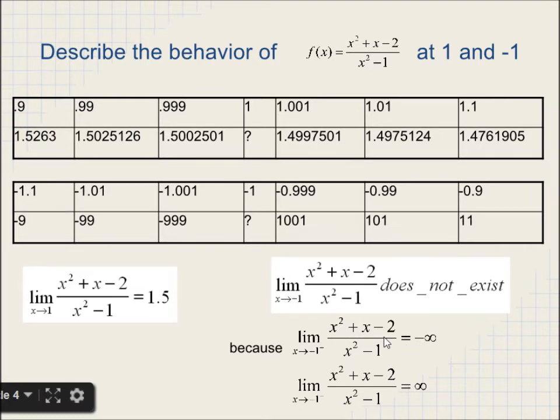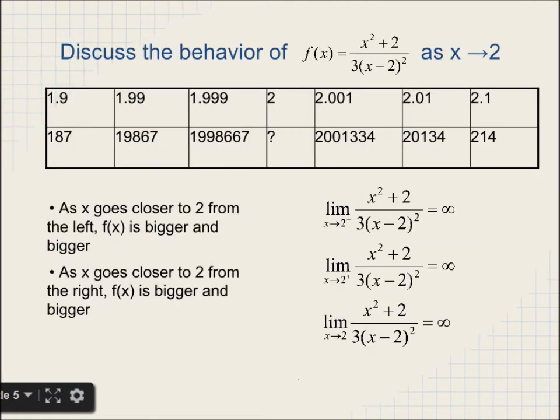Using the tabular method also, as x approaches 1 from the minus side, that is less than 1, the limit is minus infinity. As x approaches 1 from the plus side, that is the positive side, the limit is infinity. Both the limits are not equal, so the limit does not exist.